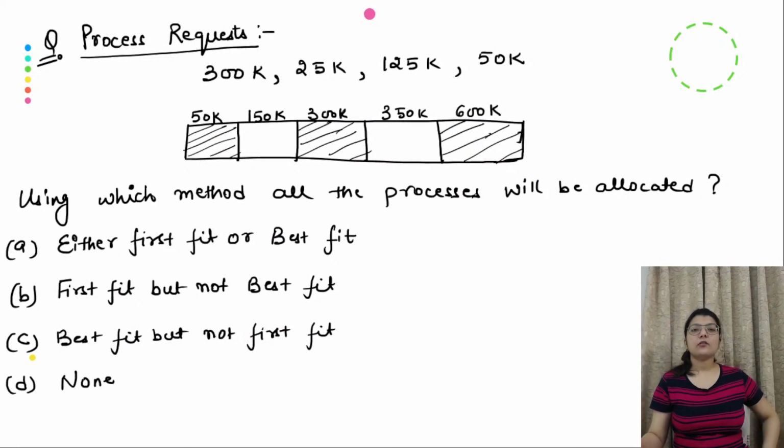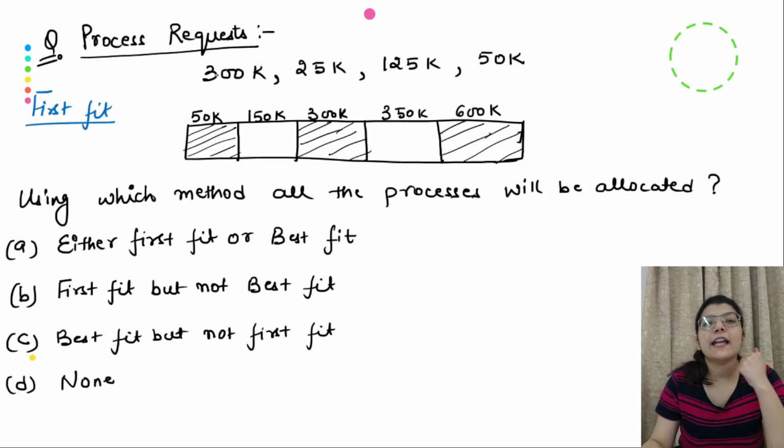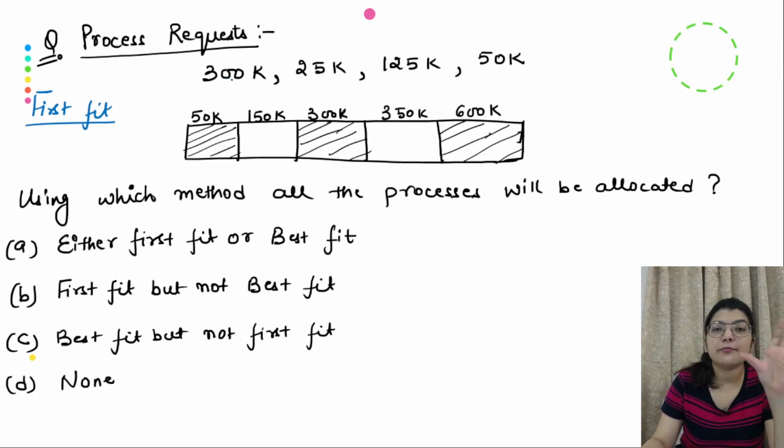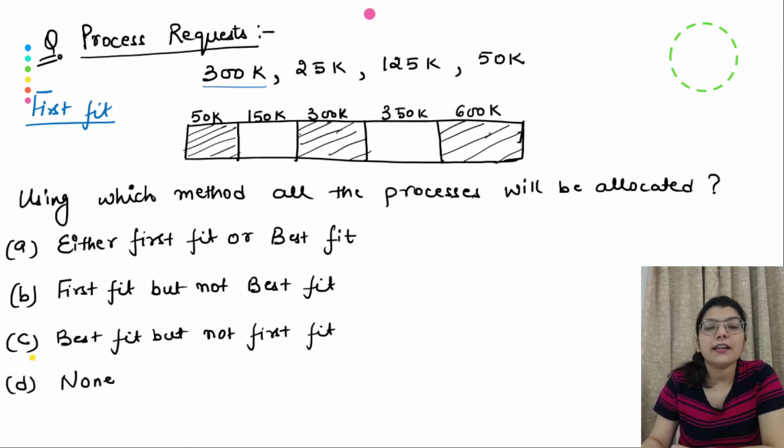Okay, so now in this question what you will do, first we'll try with first fit. I'm using this blue pen for the first fit. So now I have 300k. First fit says that when you have to enter a program, the first block where you can fit this process, just give that block to this particular process. Now I have 300k, I cannot accommodate 300k in this 150k, so I'll see the next block. Next block is 350. So what I'll do, I will take 300 from this and I will allocate it to this 300k process.